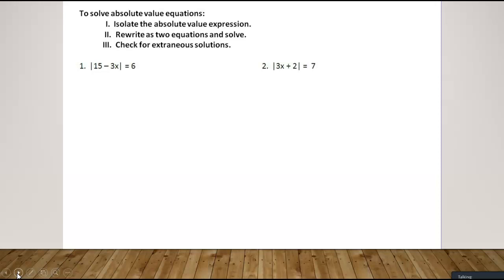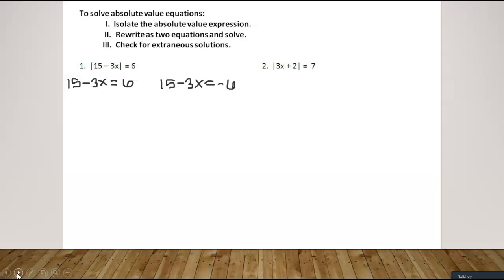In those first 2 examples, the absolute value is already isolated. So our next step is to rewrite it as 2 equations. So what we're going to do is split the absolute value into the positive and negative. So the positive is taking it exactly as it is. And then for the negative, you're going to take 15 minus 3x and set it equal to negative 6 as well. So we're going to set the absolute value equal to the positive and negative right side of the equal sign. And then you're going to solve for x in each.